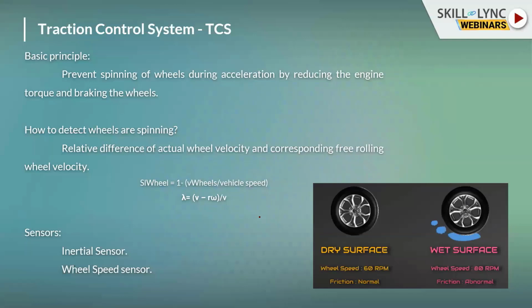Here I mentioned it as 1 minus wheel speed by vehicle speed. When you divide vehicle speed minus wheel speed by vehicle speed, this will be 1 minus wheel speed by vehicle speed. So this will be calculated.